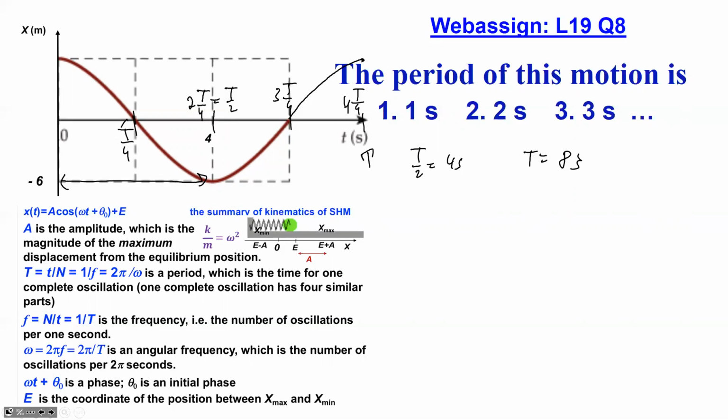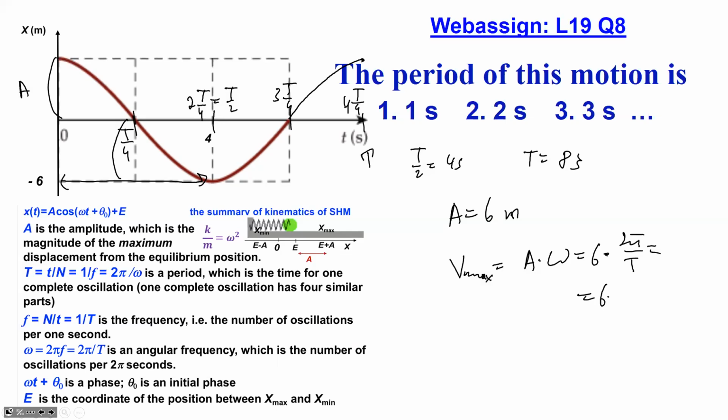But we also see this. And this is equal to this. That's the amplitude. So the amplitude is equal to 6. And now we can calculate maximum speed: amplitude times omega, 6 times what? Well, 2 pi over a period, 6 times 2 pi over 8. Maximum acceleration: amplitude times omega squared. So it's rather very straightforward.